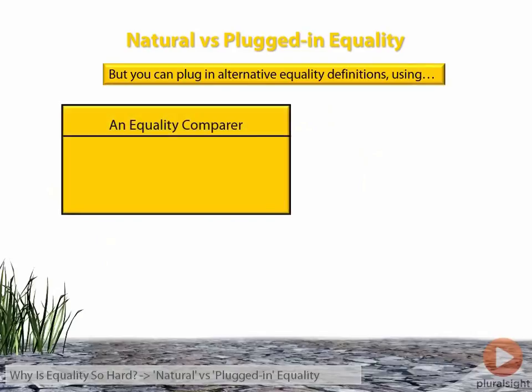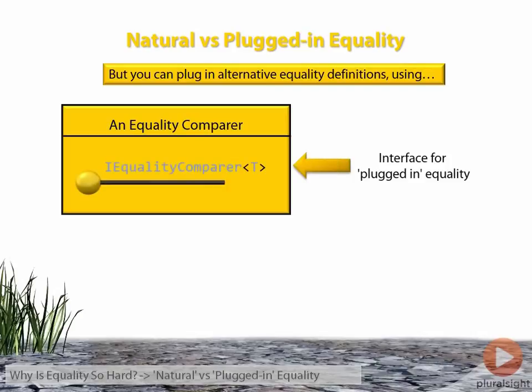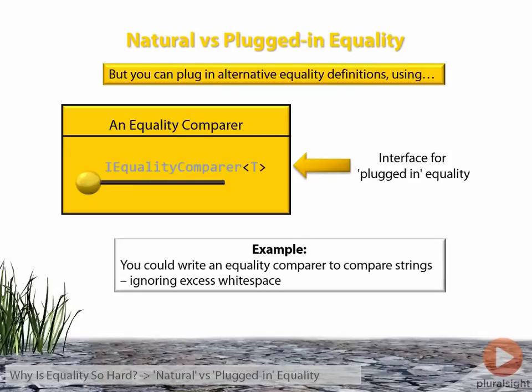This mechanism is based on what are known as equality comparers. An equality comparer is an object whose sole raison d'être is to test whether instances of some type are equal using the comparer's definition of equality. Equality comparers implement an interface called IEqualityComparer of T. So for example, if you wanted to compare strings ignoring excess white space, you could write an equality comparer that knows how to do that, and then use that equality comparer instead of the equality operator as required.